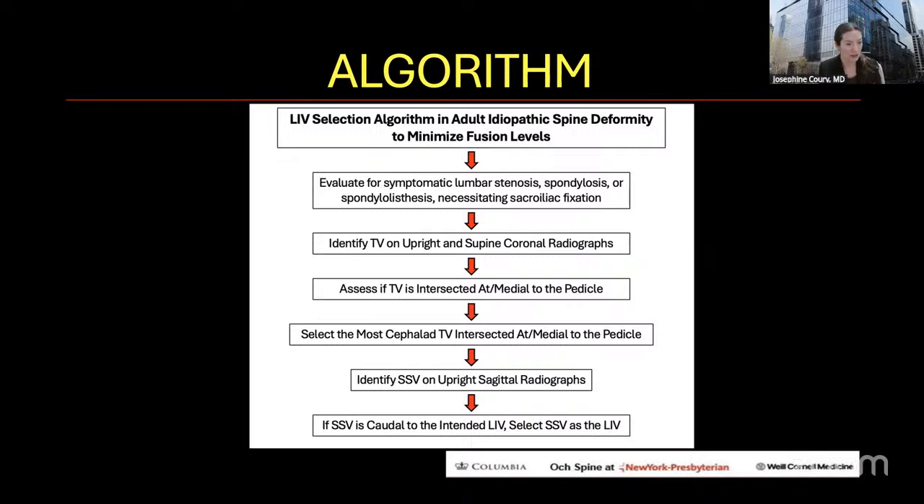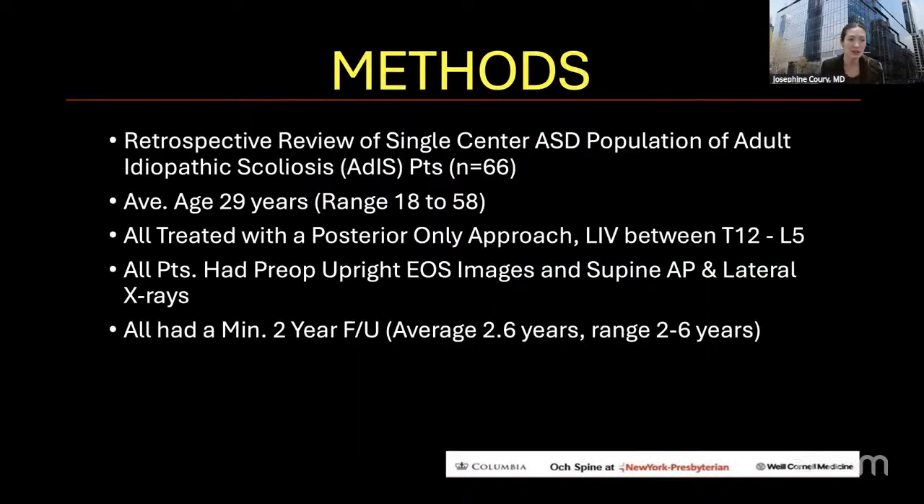But our algorithm was to then look at the last touched vertebra as a candidate for the LIV in adult idiopathic scoliosis patients, because it seems that there's almost a bias that all adult idiopathic scoliosis patients need to have pelvic fixation because of that risk of going on to have a degenerative lumbar spine.